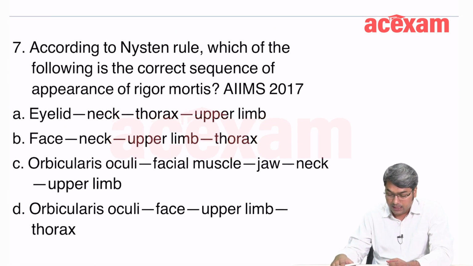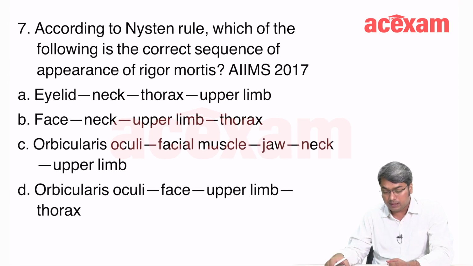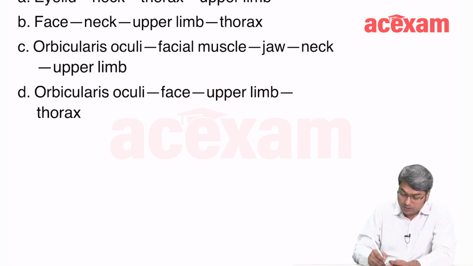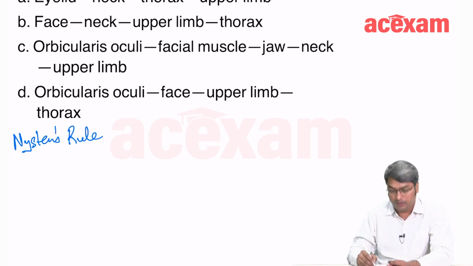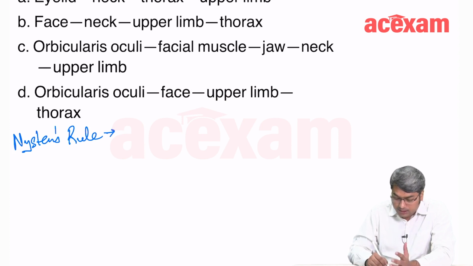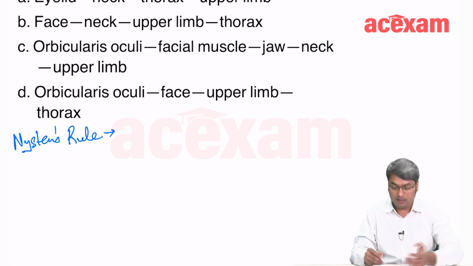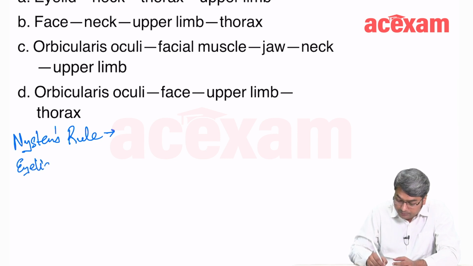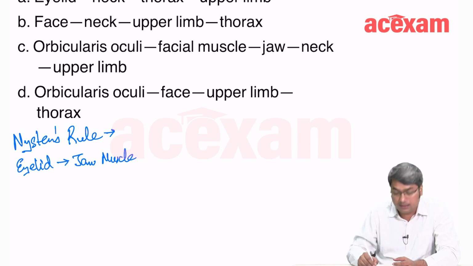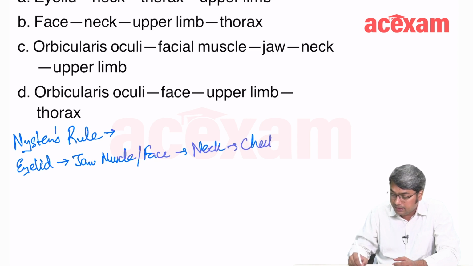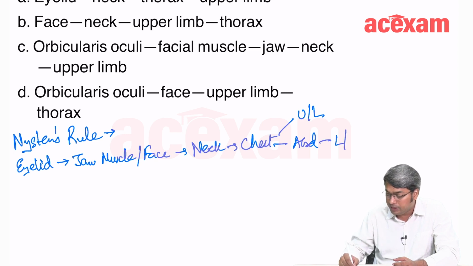Next question is, according to Nysten's rule, which of the following is the correct sequence of appearance of rigor mortis? This has been asked in AIIMS 2017. What is Nysten's rule? Nysten's rule discusses the appearance and disappearance of rigor mortis from the body. So, it states that rigor mortis starts from the center and goes to the periphery. So, it starts from the eyelid, then it goes to the jaw muscle or the muscles of face in general, then it moves on to the neck, then chest, then goes to the upper limb, then abdomen and then finally finishes in the lower limb.